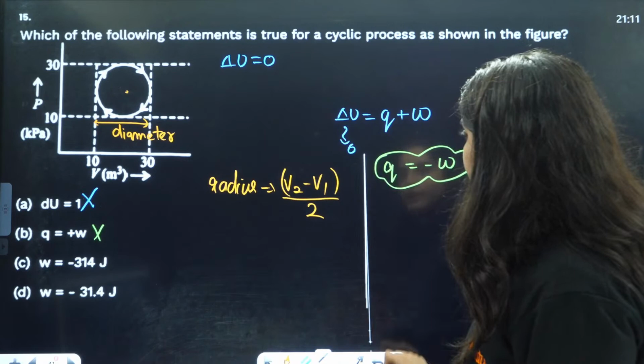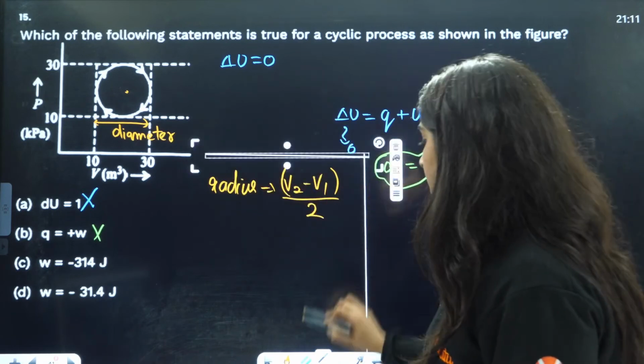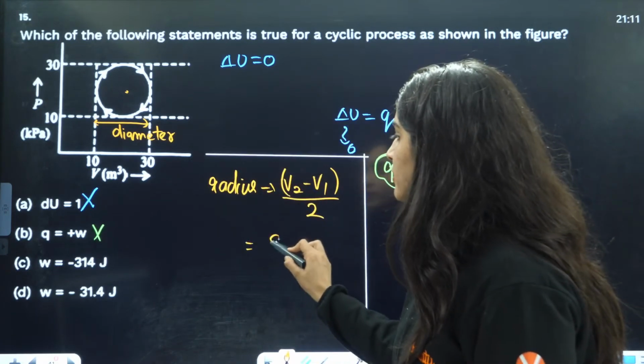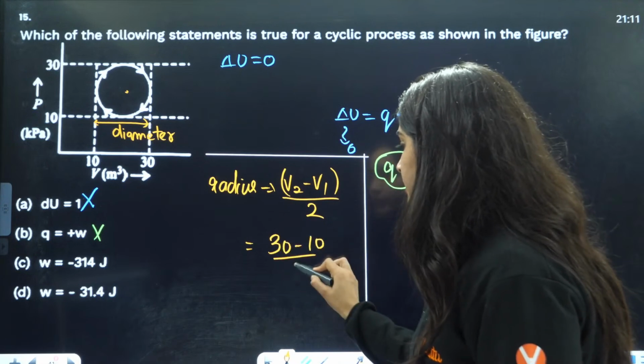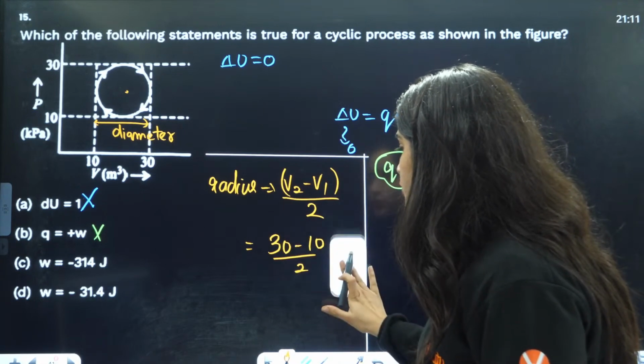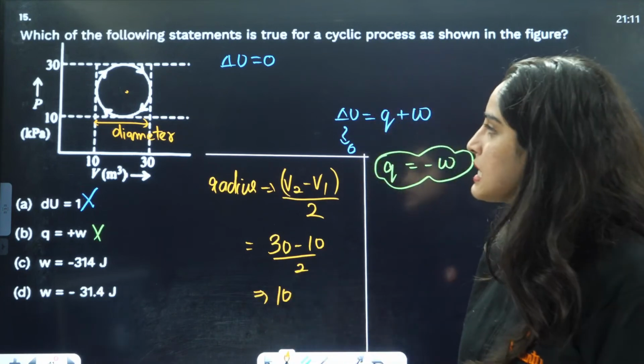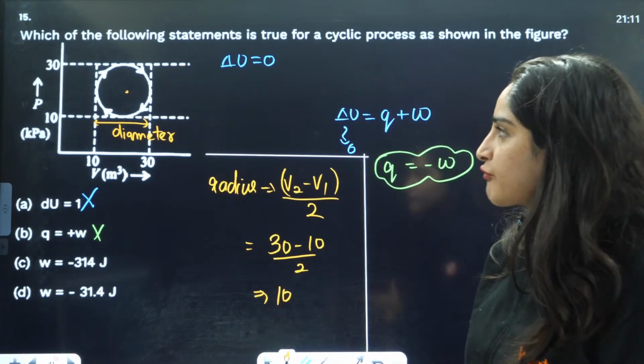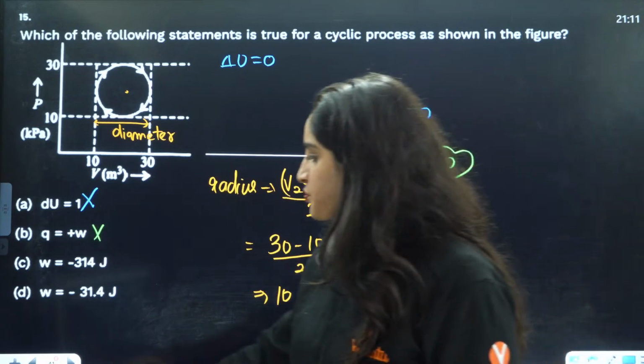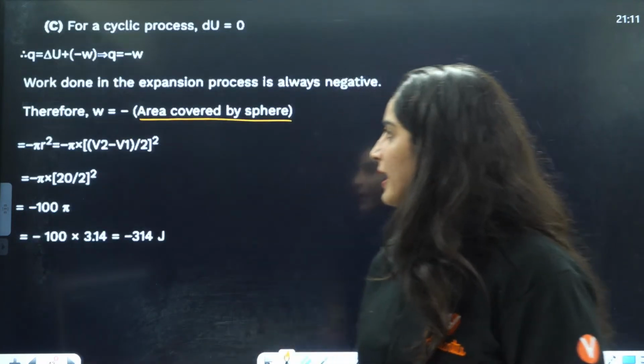So if you put the values in, the radius is going to be (30 minus 10) divided by 2. The answer is 10. Radius is 10 here. After that, what do you do? Pi r square, just put it in the formula.